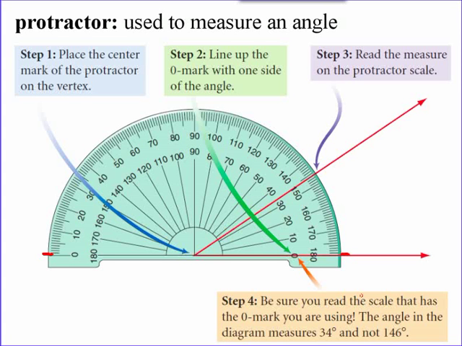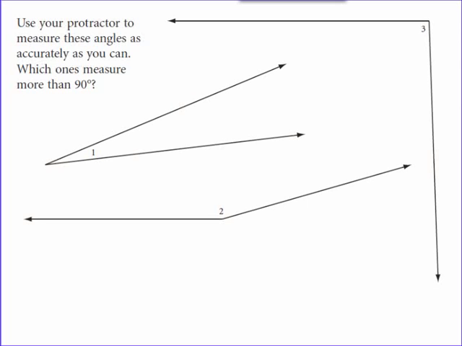What you will do is read the measure on the protractor's scale, and be sure you read the scale that the 0 mark you are using. The angle in the diagram will measure 34 degrees and not 146. So I'm going to go ahead and look at this one because this is the one that you all should have. What we're going to do is measure angle 1 first of all.